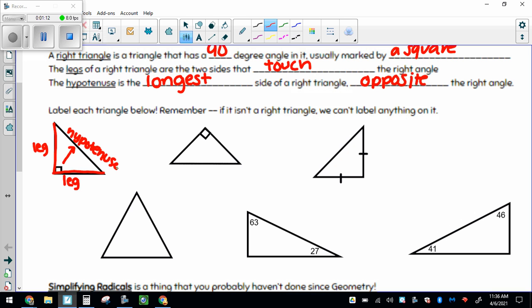And we can do the same for each of these. So here again, I do have this little square in the corner, so this is also a right triangle. So the two sides that touch the right angle, these are both legs. And then this guy across from the right angle, this is the hypotenuse.